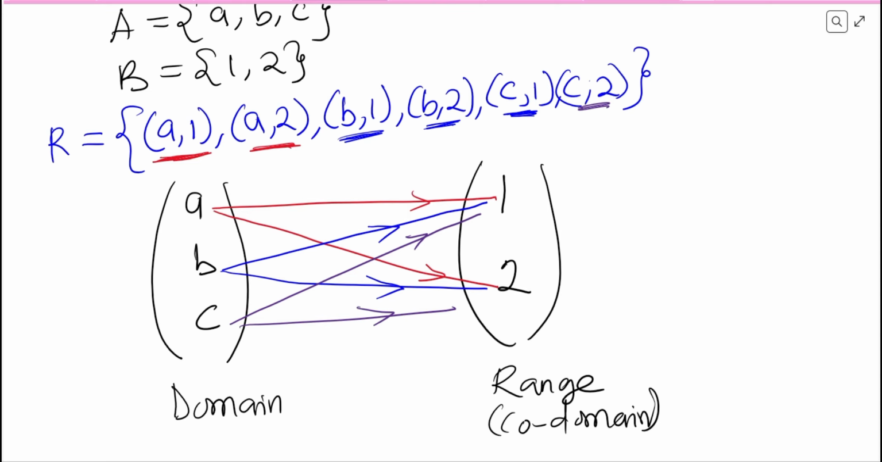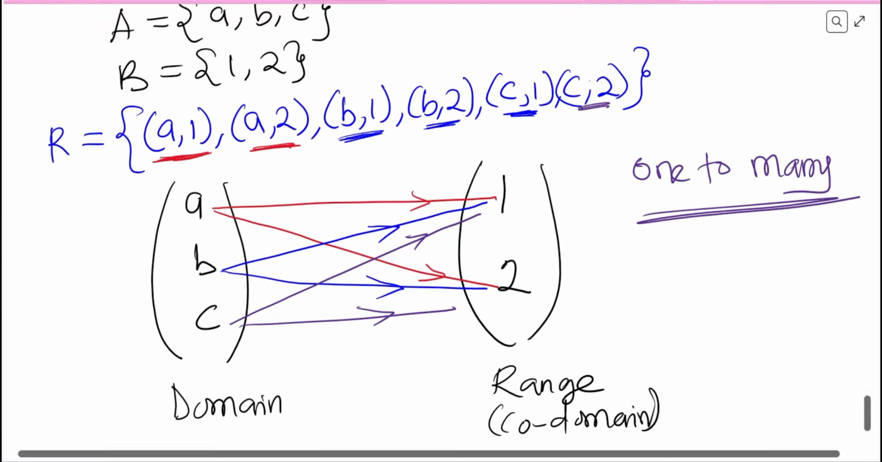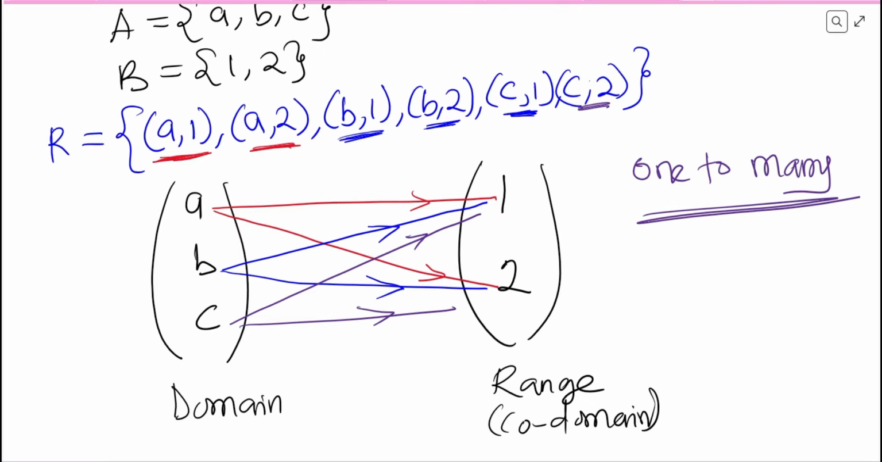Which kind of relation is this? You see that one element maps to more than one element here. So this is a one to many relation. So this is the arrow diagram representation of a relation. It depends on the elements you have. Okay.